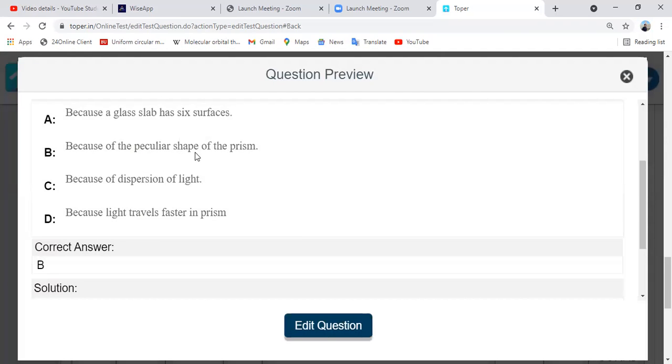Option A is wrong, because of the particular shape. C is the correct answer, because of the dispersion of light. Yes. And dispersion of light takes place due to the shape of the prism. So B and C both are right. So sir, we should get marks if we chose C. Yes, sir, I think you should add 1 mark for me.